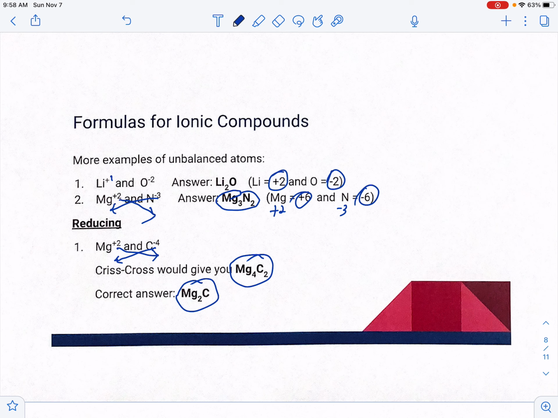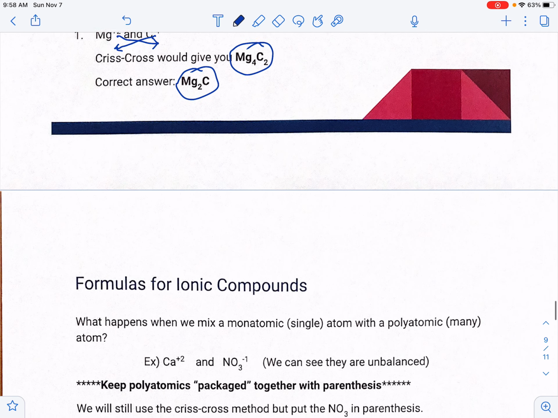So remember, the whole goal is to have as little of it as possible. Why would I have 4 magnesiums and 2 carbons when I can balance it out with 2 magnesiums and 1 carbon? So hopefully that makes sense.